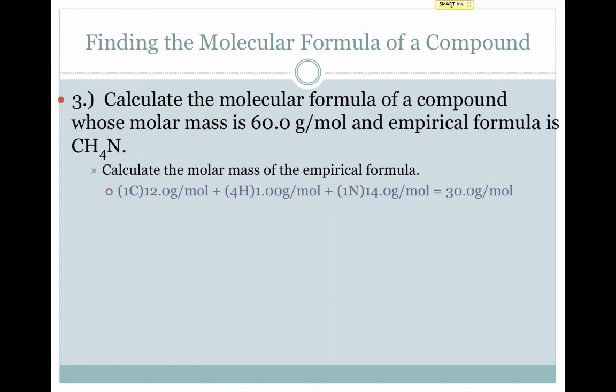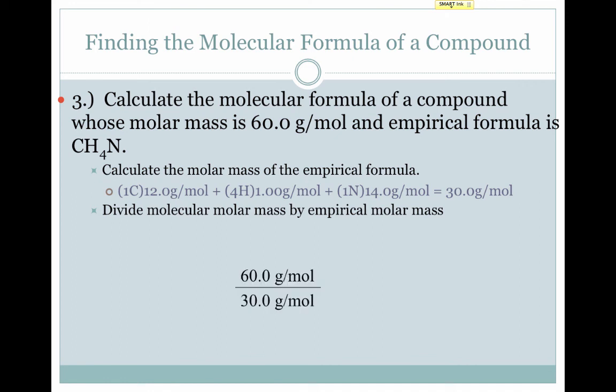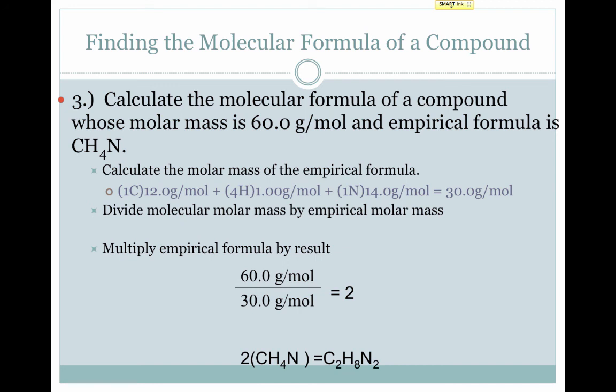First, let's calculate the molar mass of the empirical formula. We have 1 carbon, 4 hydrogens, and 1 nitrogen, so together we get an empirical formula mass of 30 grams per mole. Now we can divide the molecular molar mass by the empirical molar mass. And we see that our molecular formula must be twice our empirical formula, since its mass is twice that of the empirical formula. Multiply your empirical formula by 2, and you get C2H8N2 as your molecular formula.